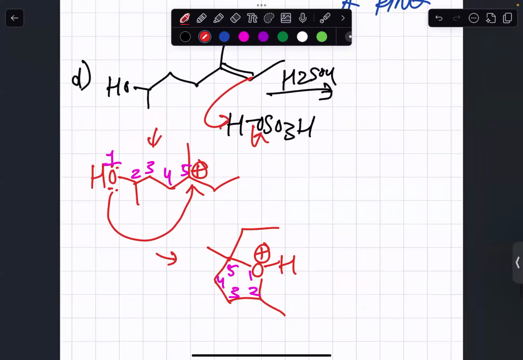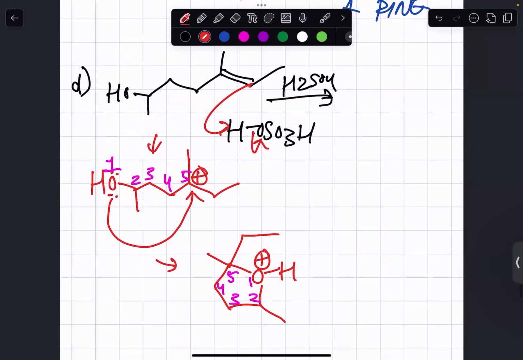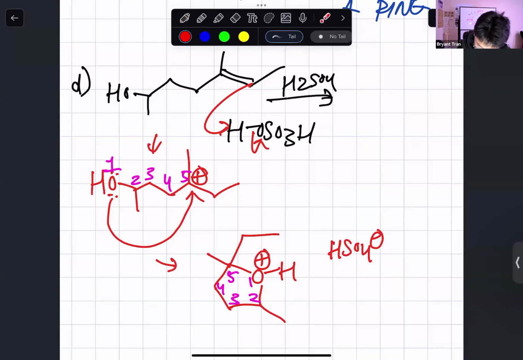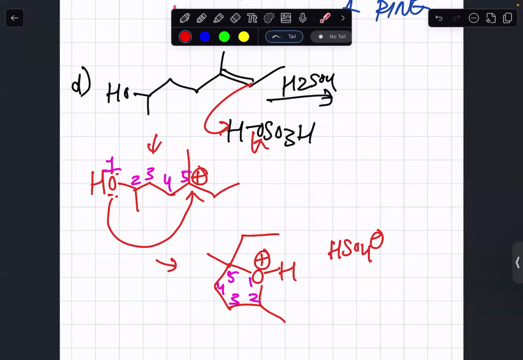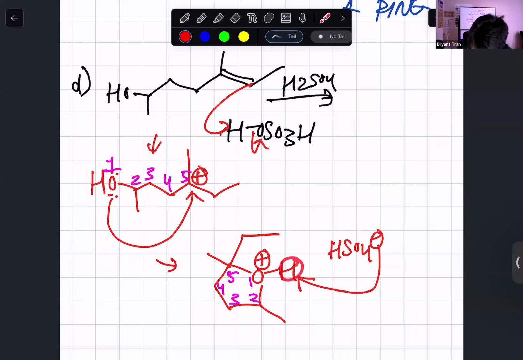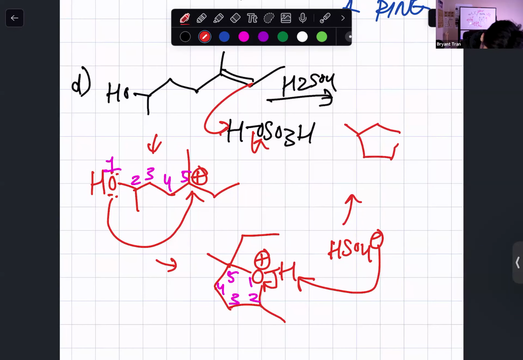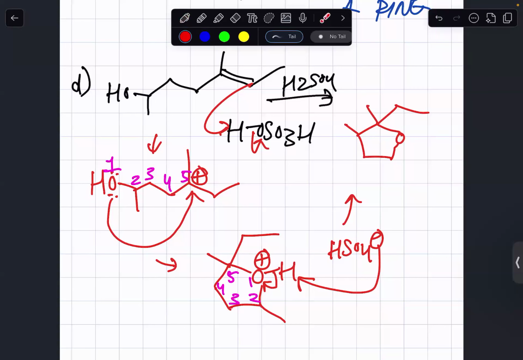And then we would have the H2SO4 that came in, but you could use HSO4 minus as a conjugate base. That would come in and grab the hydrogen off the oxygen, and then that bond would go onto the oxygen, neutralizing the positive charge, making it neutral, like that. Oh, okay, so I did get it right. Yes, nice.